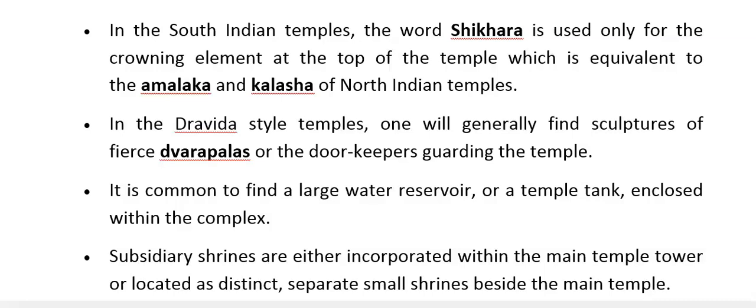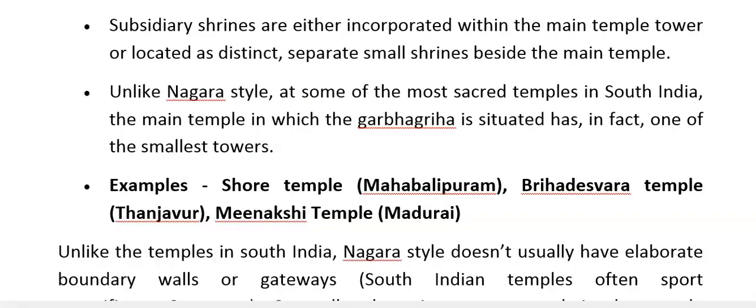Also, a large water reservoir or a temple tank enclosed in a complex is general in South Indian temples. One will generally find sculptures of fierce dwarpals. Dwarpals means doorkeepers. They are always found at the entrance of the temple. Here, another notable feature in Dravidian style is the subsidiary shrine. That means the deities, apart from the main lord of the temple, the subsidiary shrines are also there, and those are placed at separate small shrines beside the main deity.